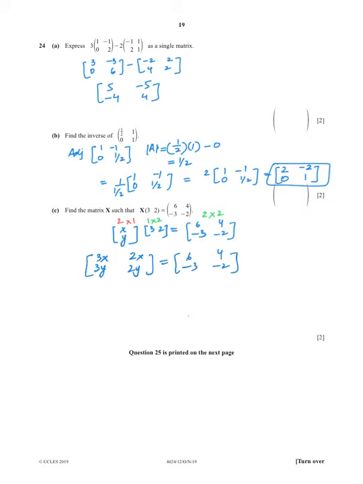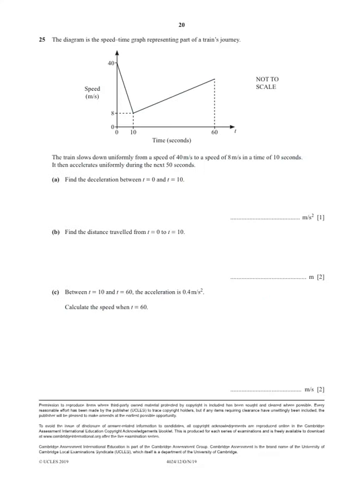Now you can equate any matrix, any row. I will show all four solving. So first one, 3x equals 6, 2x equals 4, 3y equals minus 3 and 2y equals minus 2. If you solve it, x is 2. If you solve it, y is minus 1. So the matrix X is basically equal to 2 and minus 1. That is your answer.